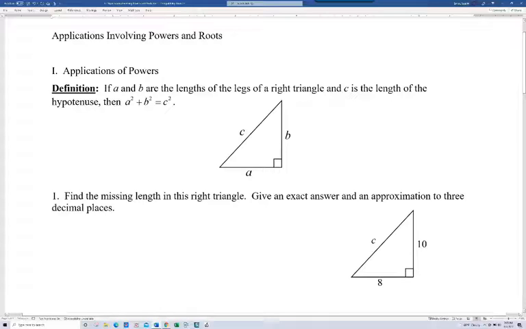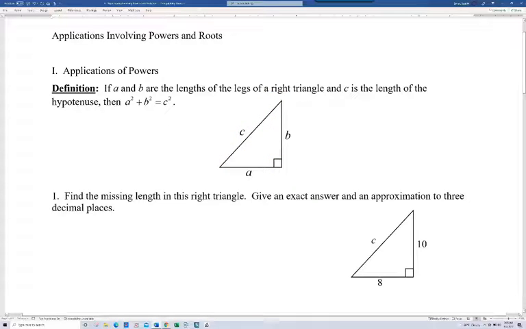If A and B are the lengths of the legs of a right triangle, and C is the length of the hypotenuse, then A squared plus B squared equals C squared. This is the Pythagorean Theorem. And so basically these are our legs. The longest side is the hypotenuse. It's also opposite the right angle.